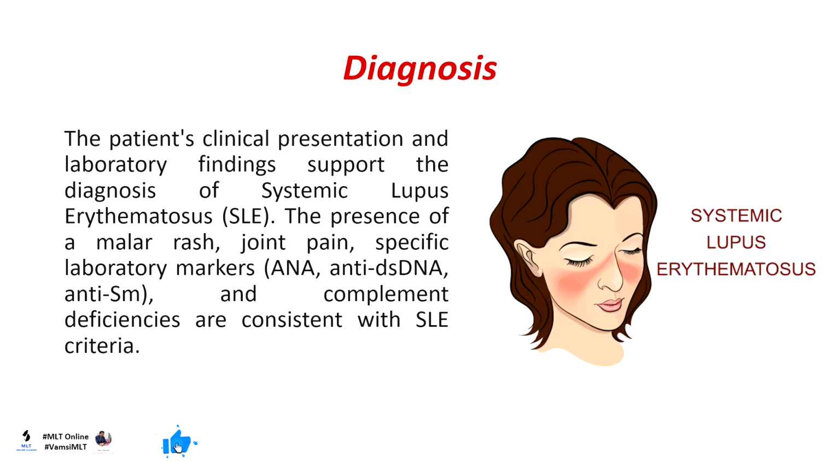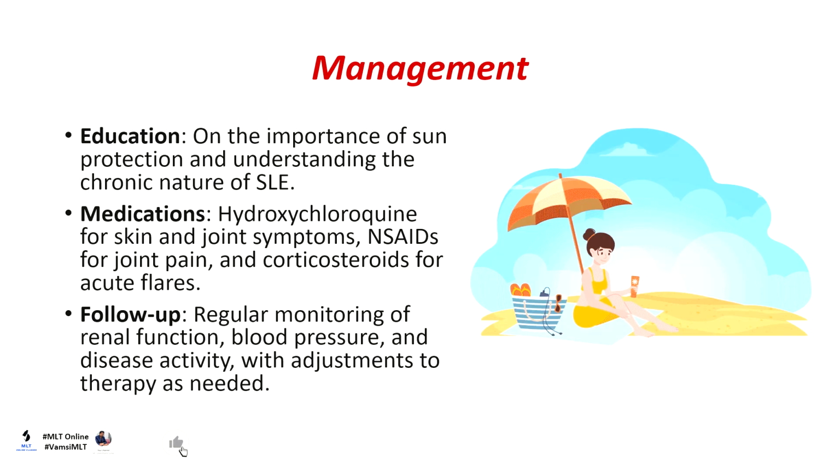Diagnosis. The patient's clinical presentation and laboratory findings support the diagnosis of systemic lupus erythematosus, SLE. The presence of a malar rash, joint pain, specific laboratory markers, ANA, anti-dsDNA, anti-Sm, and complement deficiencies are consistent with SLE criteria. Management: education on the importance of sun protection and understanding the chronic nature of SLE.